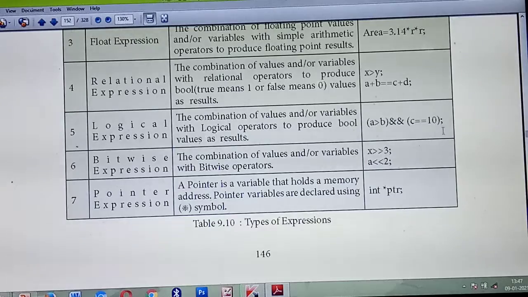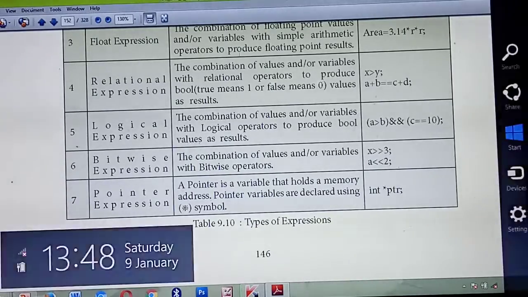Okay, if this condition is true, that means this one is true and this one is true, so 1 and 1, 1 into 1. What's the value? 1. So if the answer is true, it will display the answer as 1. That is a Boolean value 1. Otherwise, false. Understood? Okay. So the next one is bitwise operation.